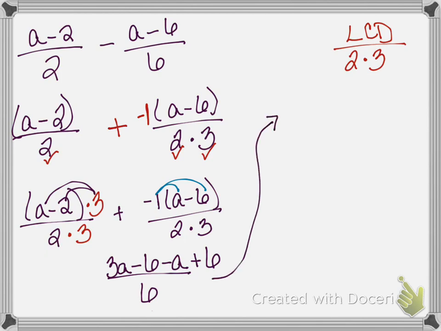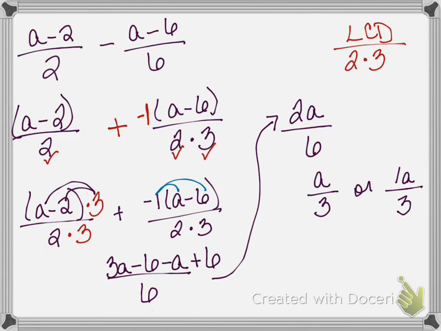Okay. 3a and negative a leave me with 2a. What's negative 6 and positive 6? Good. Okay, can I simplify that again? 2 and 6. 1 over 3. Okay, and don't forget your a. So a over 3 or 1a over 3.